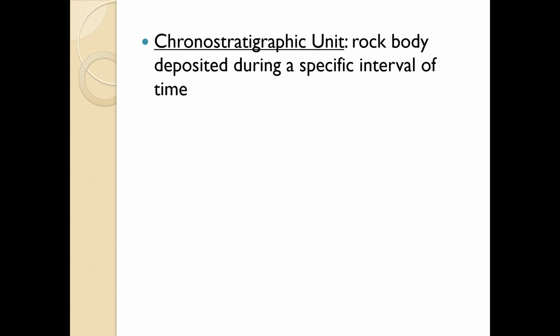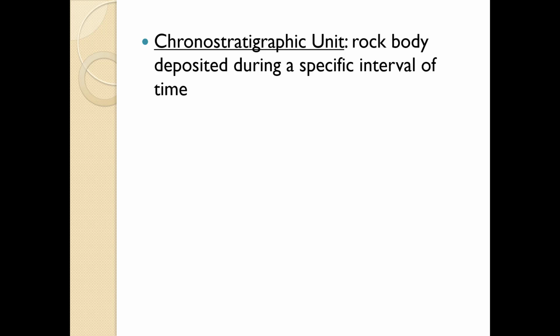So we can look at rock layers and name them, but that doesn't necessarily mean that all of the rock layers, if we might find a shale in Buffalo, a shale in Batavia, and a shale in Rochester, that doesn't mean that they were deposited at the same time. We call rock layers that were deposited at the same time chronostratigraphic units.